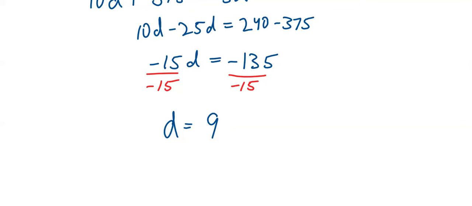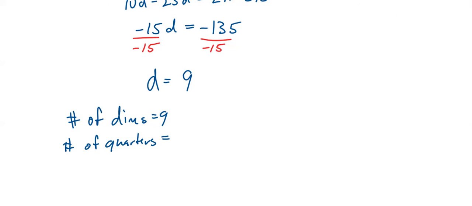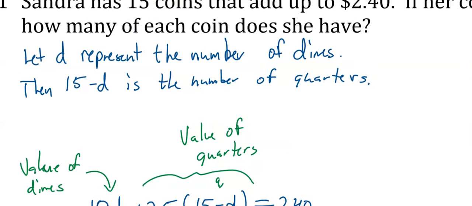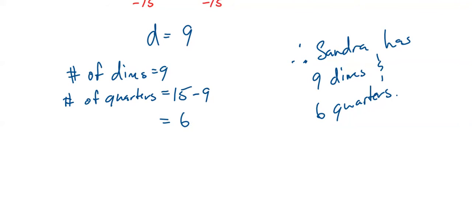But we're supposed to find both. So the number of dimes is 9. The number of quarters is 6. How'd you get that? 15 minus 9. Therefore, Sandra has 9 dimes and 6 quarters. In other words, Sandra's broke.